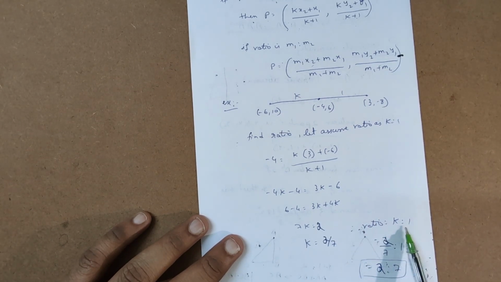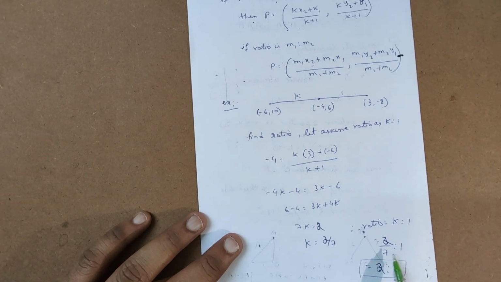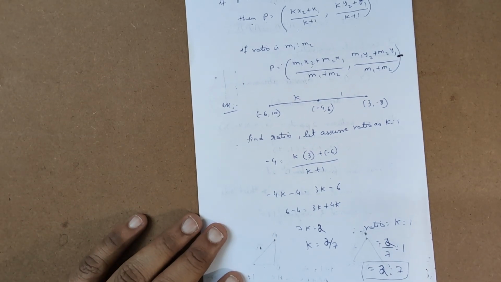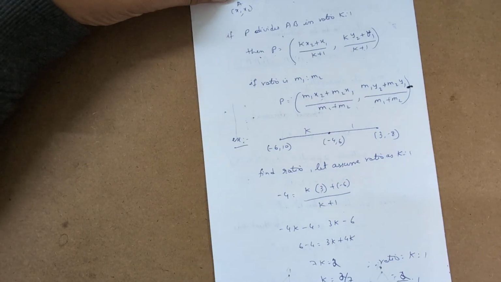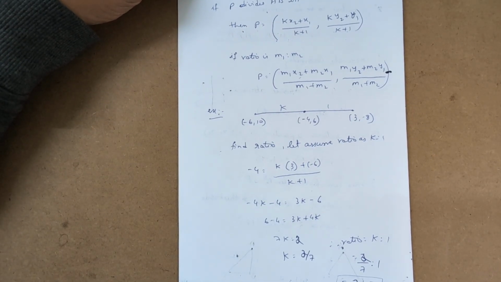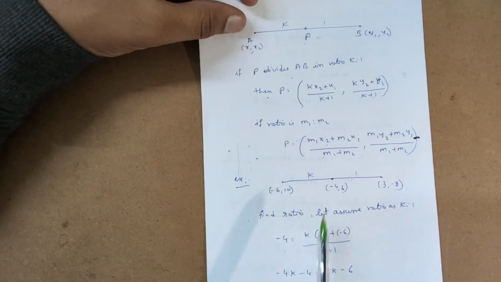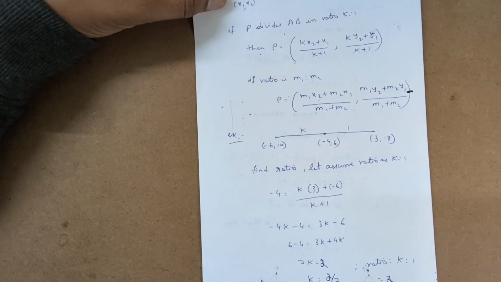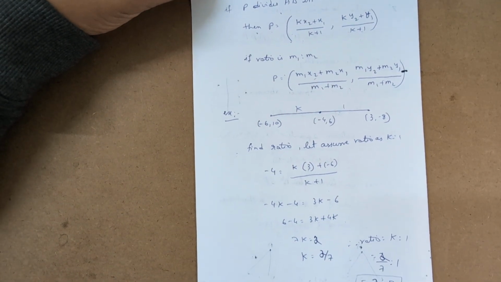The ratio which I mentioned is k:1, so it is 2 by 7 is to 1. So 2 by 7 can be moved to the right side, and the ratio will become 2:7. In this way, if any line is given and two points are mentioned and they ask to find out P, then you have to use any of these formulas. If they ask for the ratio, then you have to use this method.